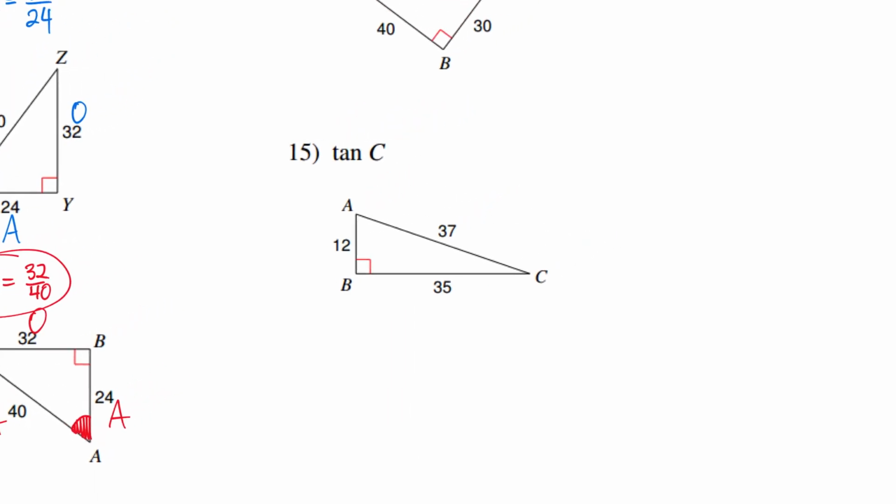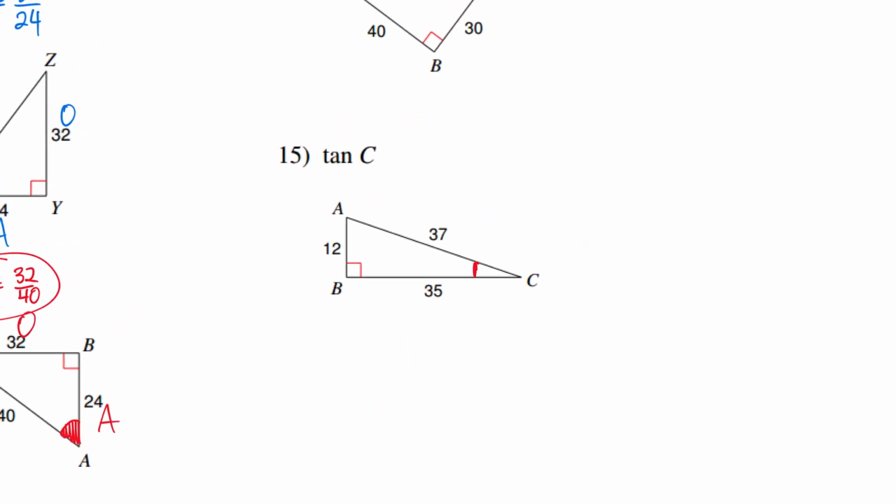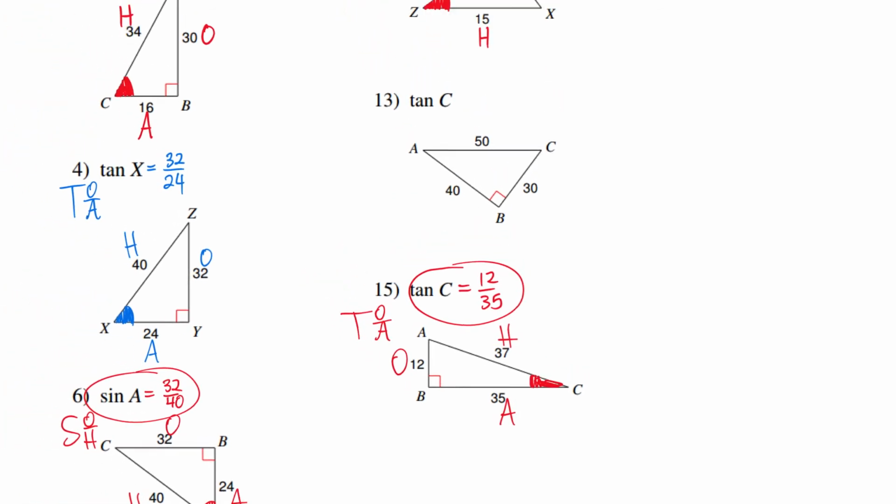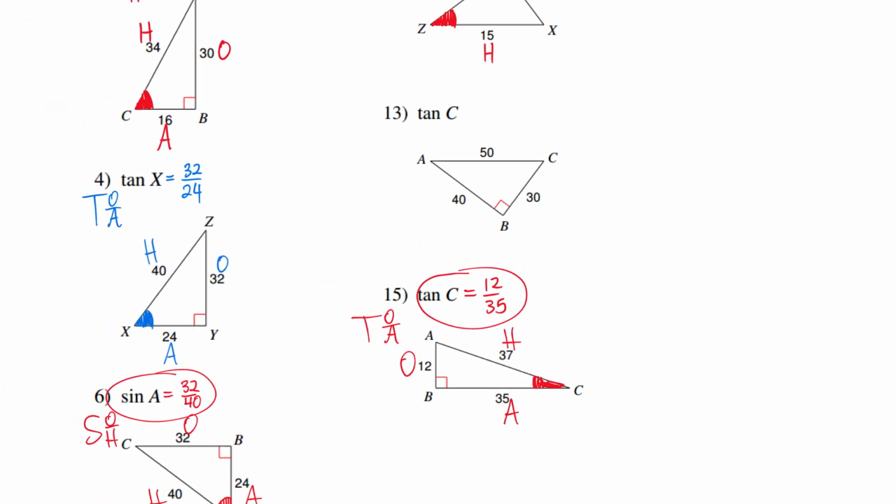Okay, this is number 15, tangent of angle C. So here's C. HAO. Tangent is TOA. Opposite over adjacent, so this is 12 over 35. And then up here to this number 13, tangent of angle C. Here's H, here's A, here's O. Tangent is TOA. Opposite over adjacent is 40 over 30.